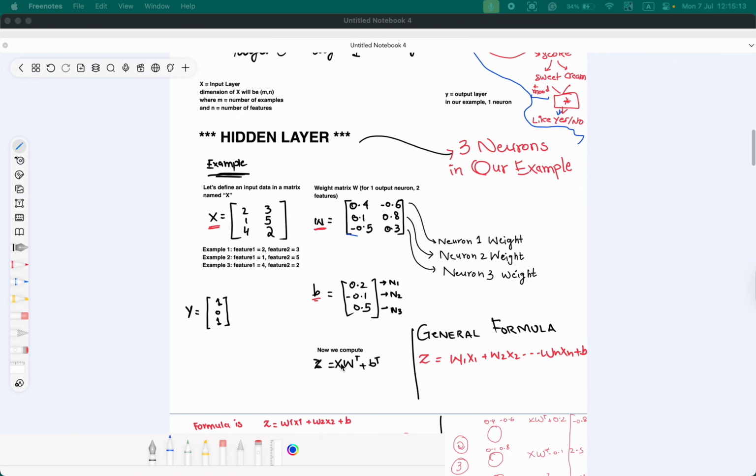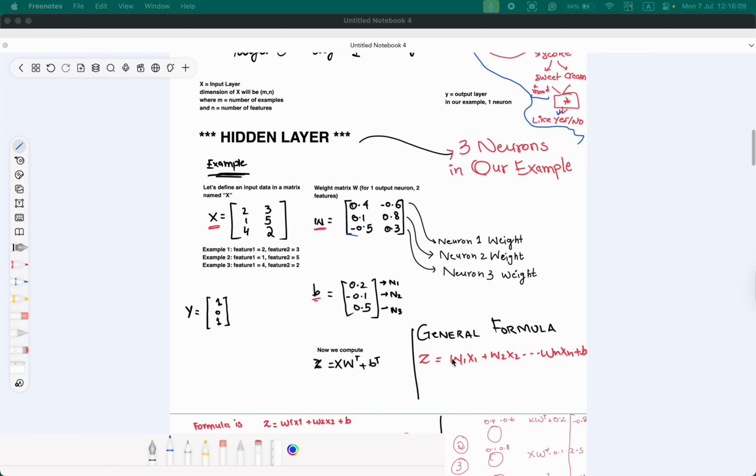So we calculate Z equals X multiplied by the transpose of a weight matrix plus the transpose of a bias term. You might be aware from linear algebra that if we want to multiply the vector X and vector W, the number of columns of X must match the number of rows of matrix W. So we are performing the transpose of W here, multiplying it with X, and adding this bias term, which gives us an output Z.